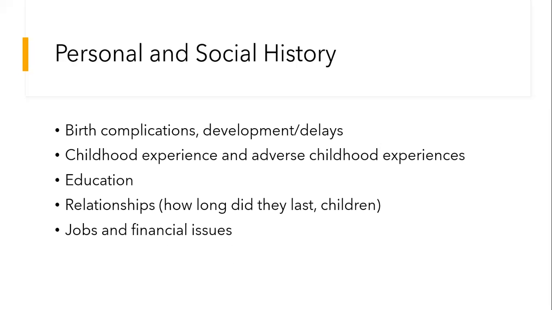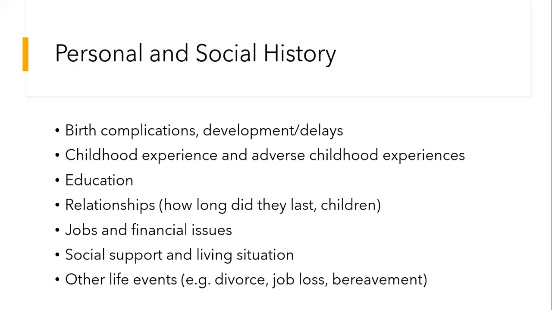What kind of jobs have they had, and have they had any financial issues? And what is their social support like at the moment, and what is their living situation like? This is important to consider when you're thinking about protective factors and the risk assessment and safety net plan. Have there been any other life events such as divorce, job loss, bereavement, or anything else significant?